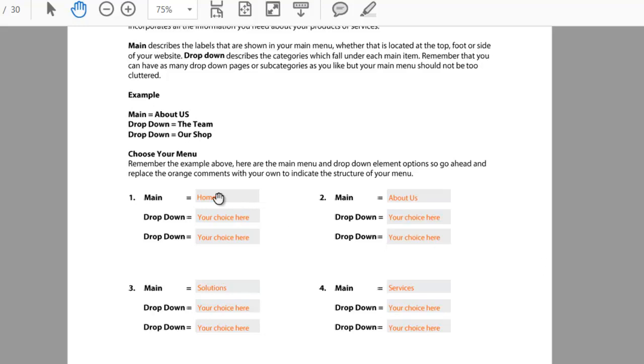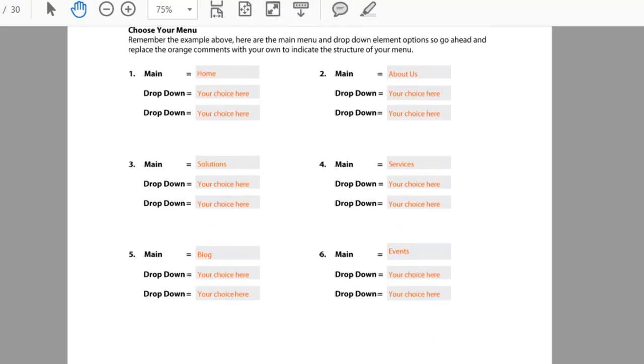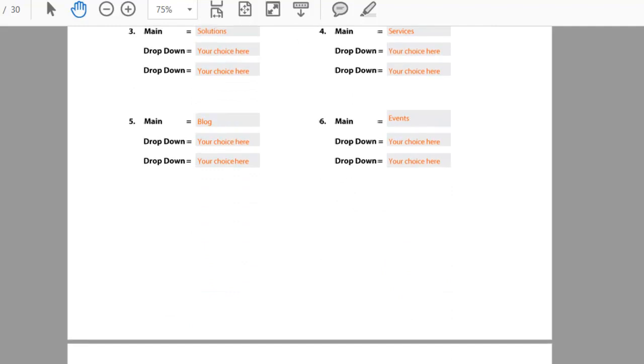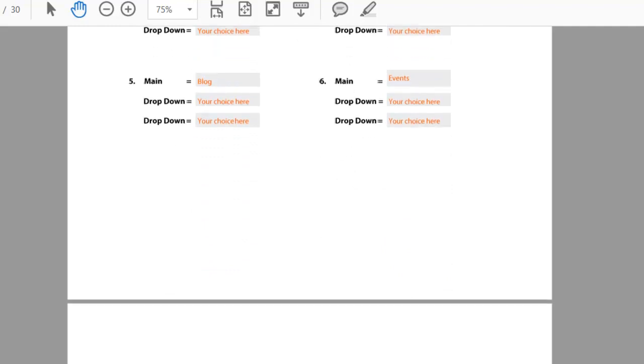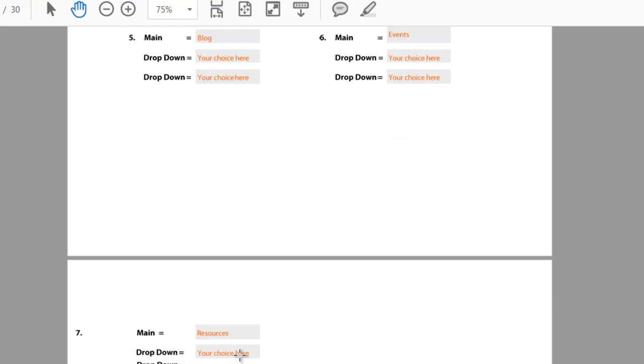So we've given you an example here: home, About Us, services, solutions, blog, events. Then you can have the drop downs under that. You could have events and you might have webinars underneath that. Resources, you can have ebook downloads, white papers, things like that. It could be video courses, free video courses, and then the contact us page, of course. So that just gives you an idea about the type of site structure that you should be thinking about.